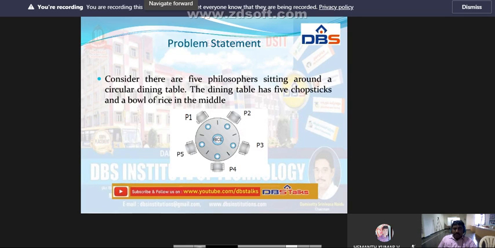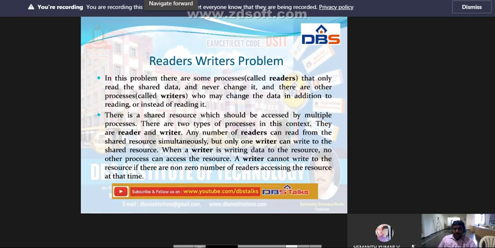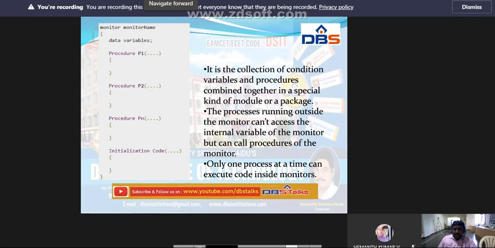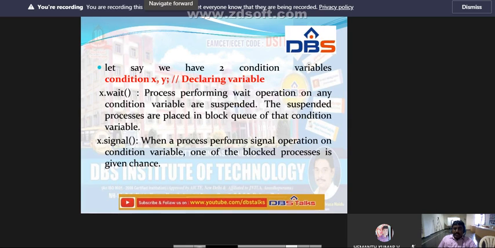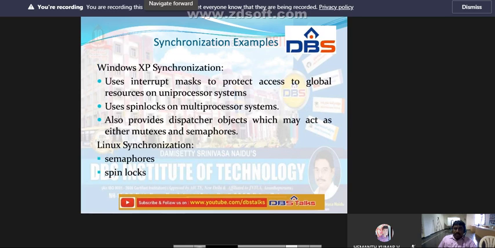Next is the dining philosopher, then the readers writers problem. Next is monitors and how monitors work, and finally the synchronization examples. All these topics come under the second unit, second chapter.